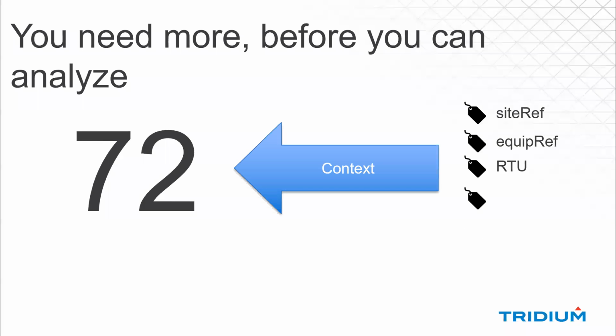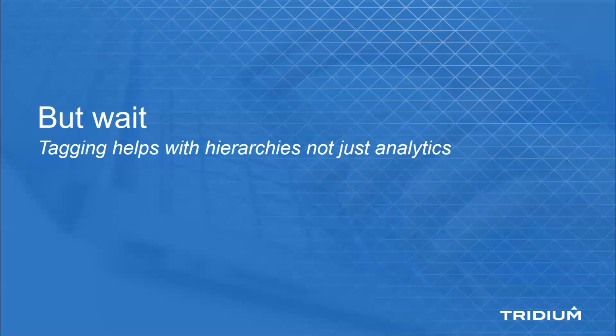So here are some example tags where I'm using the Haystack tagging dictionary. I can tag a site as site ref, equipment ref. I could tag it as an RTU, a temperature, a zone, a VAV zone. I can give context to that point. And the tags is essentially how we give that data inside of Niagara context.